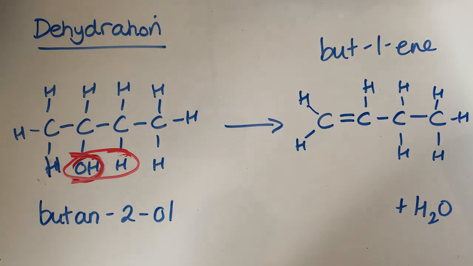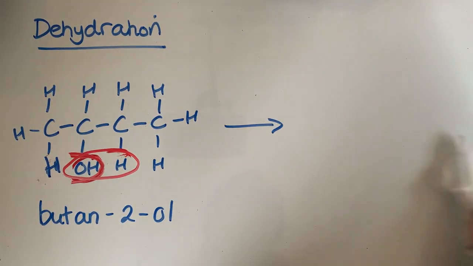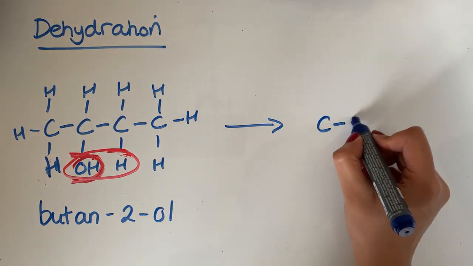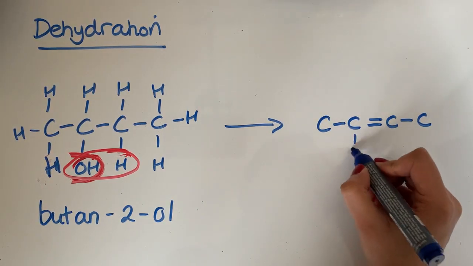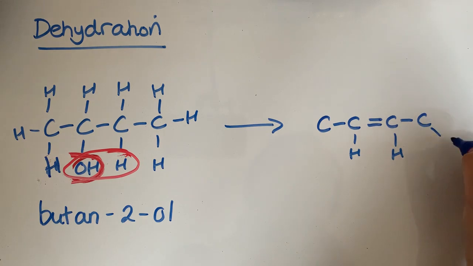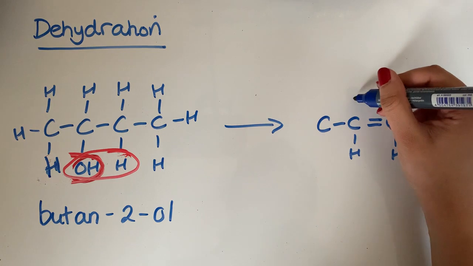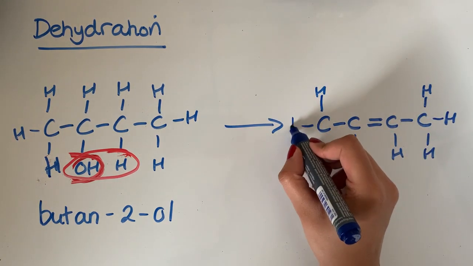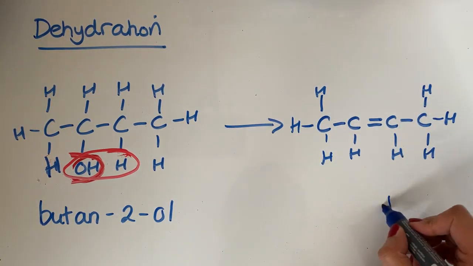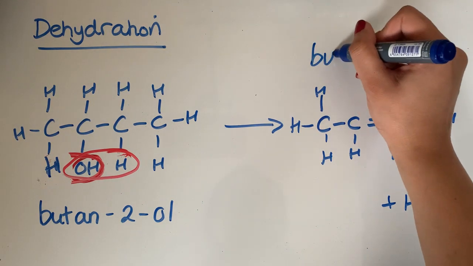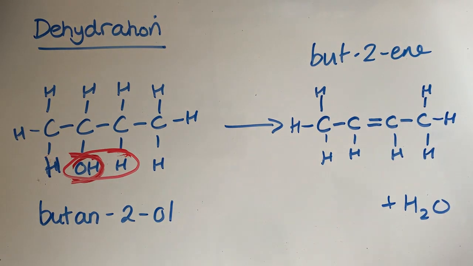If I do that, my double bond is then going to be between these two central carbons, and therefore my product would be this. And this over here, sorry, plus water as well. This over here is but-2-ene.